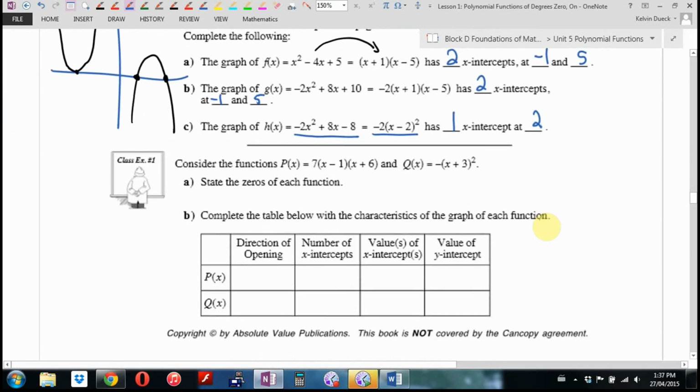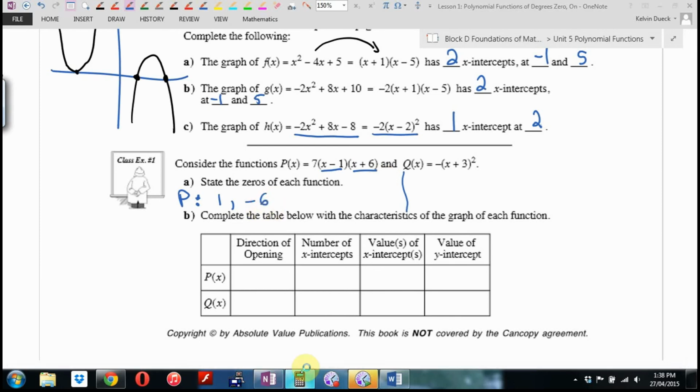So, here's a great question. I could give you a polynomial in factored form, and I could say, hey, tell me the roots, tell me the zeros. What are the zeros of function p? Will that 7 give you a 0? The 7 in front, does that give you a root at all? No. What's the root of that factor? What's the x-intercept of that factor? 1. What's the x-intercept of that factor? Negative 6.